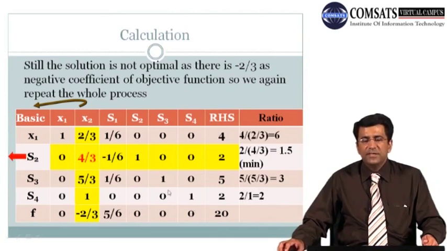So after doing that, again we'll have to find out the optimal condition, that is whether all the coefficients of the objective function are positive or not. Again, in this particular case, one of the values in the objective function is negative, so it means that this table will not give you the optimal solution. So we'll have to find out the minimum value of coefficient for this objective function. And again you can see from this table that the minimum value of objective coefficient is -2/3 in this particular case.